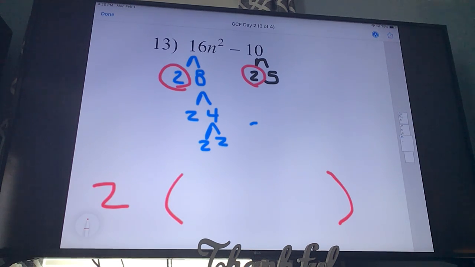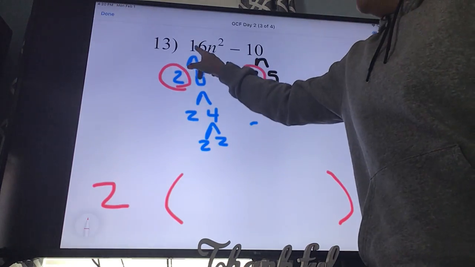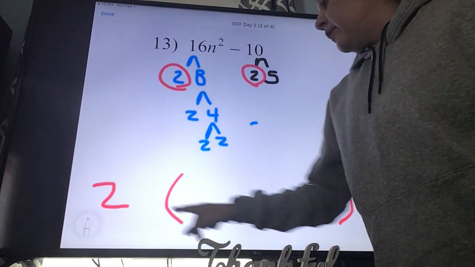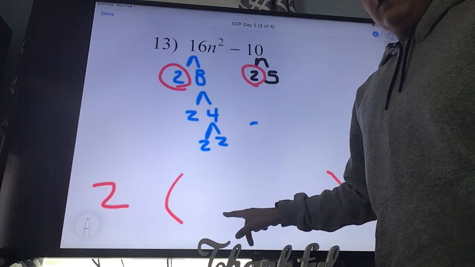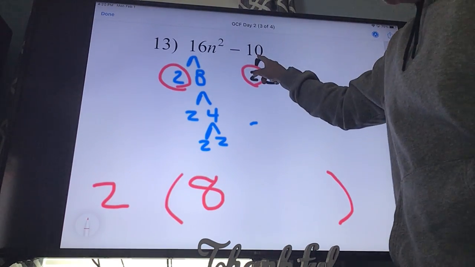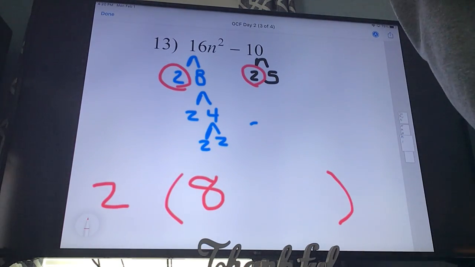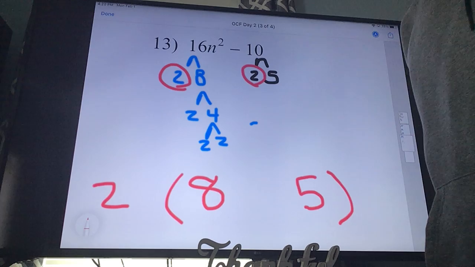And so you can say, 16 divided by 2 gives me what? Well, you're going to have an 8. 10 divided by 2 is going to give me 5. And you can do that right on your calculator.